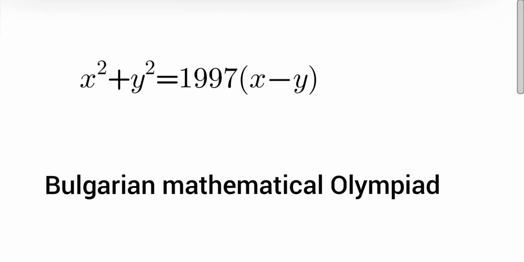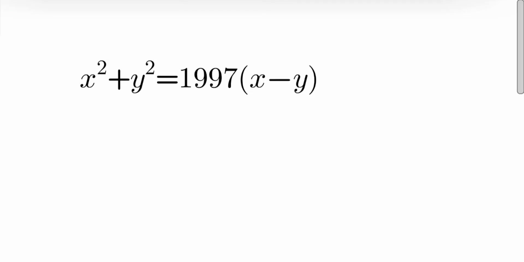Bulgarian Math Olympiad 1997. Here we have to solve this equation with positive integers, and we have to inspect how many solutions there are. So if you want to try, pause the video, give it a try. Otherwise, keep watching. Let's start.